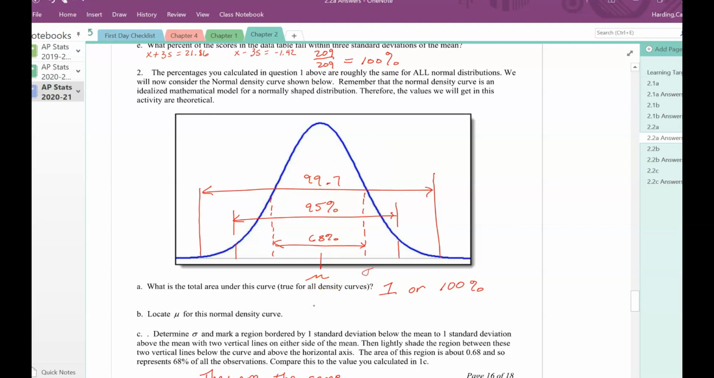The remaining 0.3% is divided evenly on the ends, and we can't say for sure that it's within 4 or within 5 or within 6. It's just more than 3 standard deviations out. So that final 0.3% is just said to be more than 3 standard deviations from the mean.